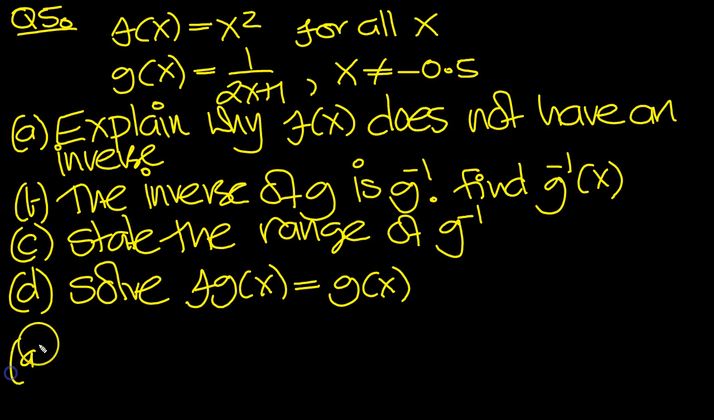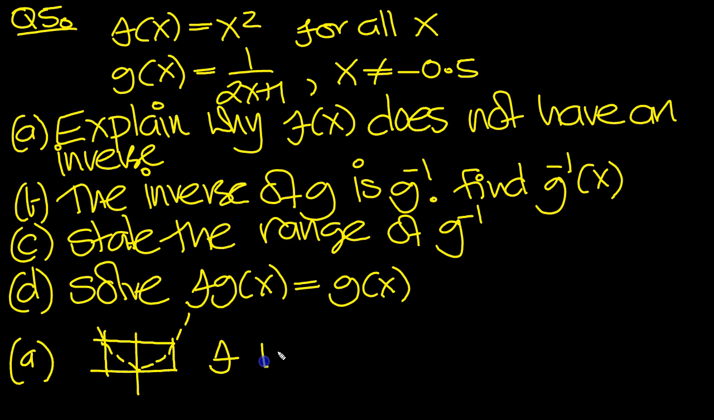Part A. Well, if we draw a little sketch of f of x is equal to x squared when x belongs to R, it's not 1 to 1, is it? For any y value, there will exist more than one x value here, for example. So f is not 1 to 1, so does not have an inverse.